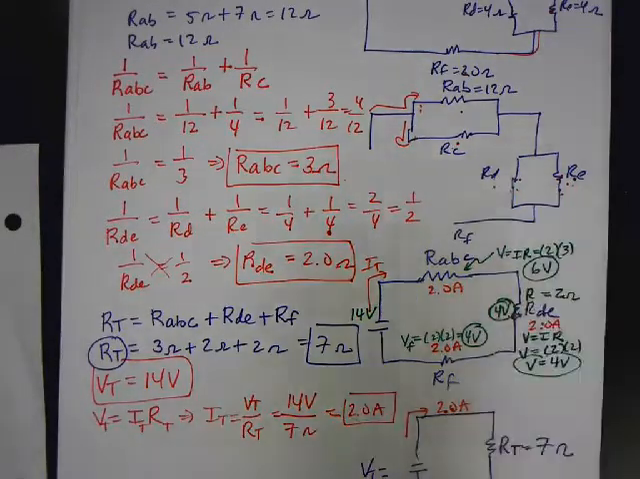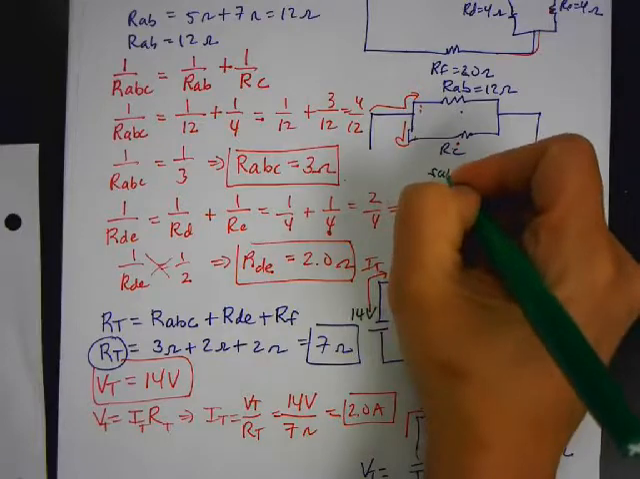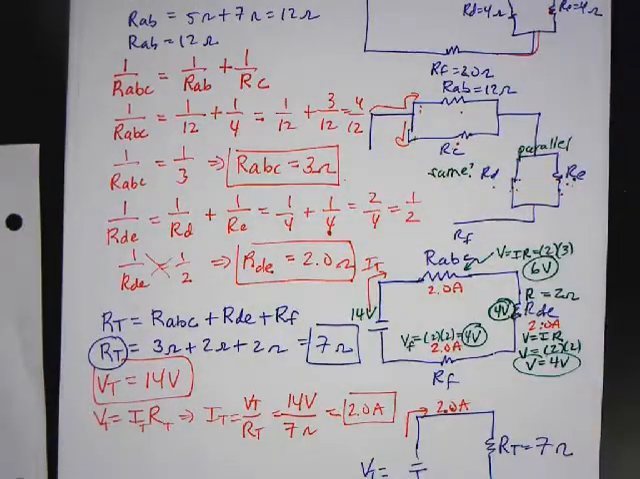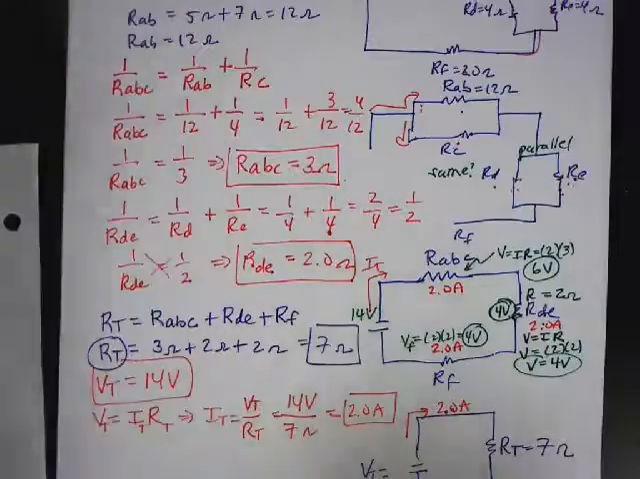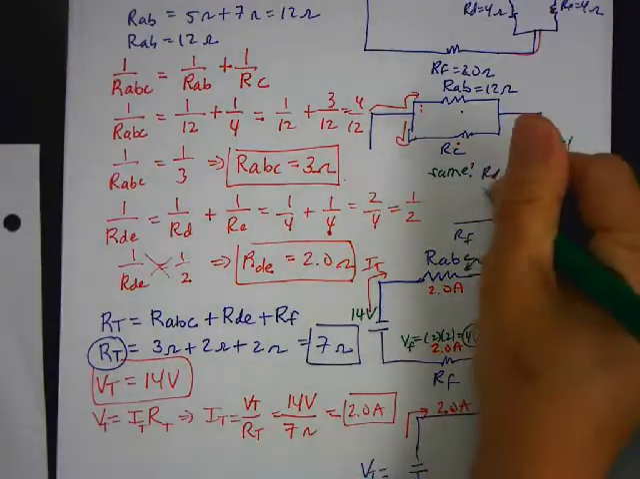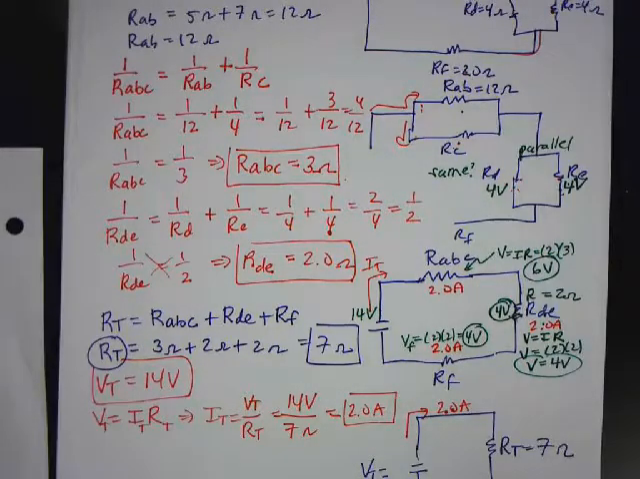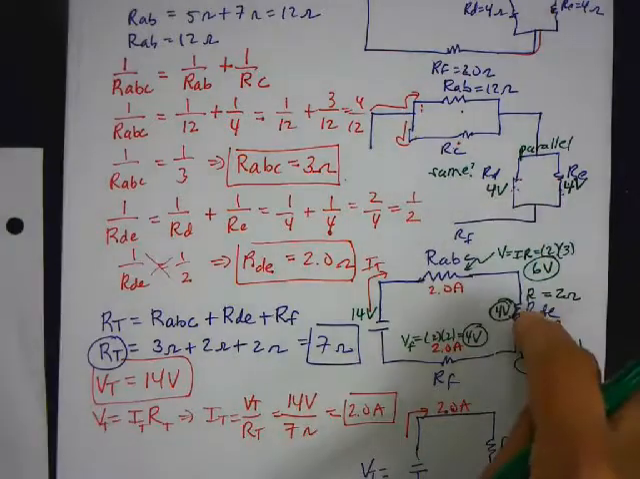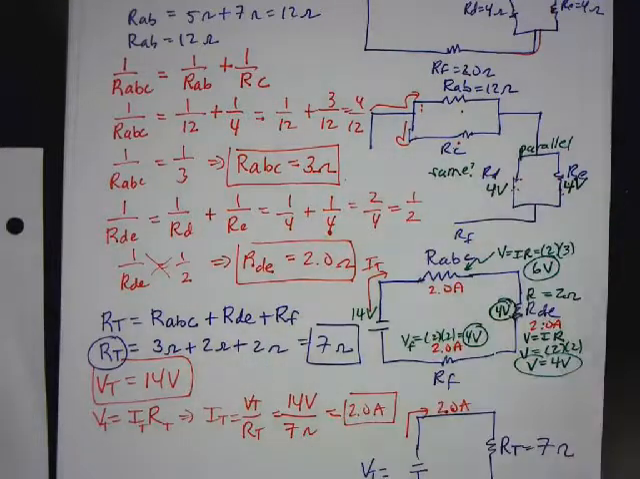Now, I want to go back to this picture. What is the same in parallel? These are in parallel. What is the same? I'm always going to ask myself, what's the same? So when I say same, I mean it's equal throughout. So now I'm going to go back and look. In parallel, the voltage is the same. So that means this 4 volts, that means this is 4 volts, and this is 4 volts. Okay? Because these are in parallel, and the voltage is the same.